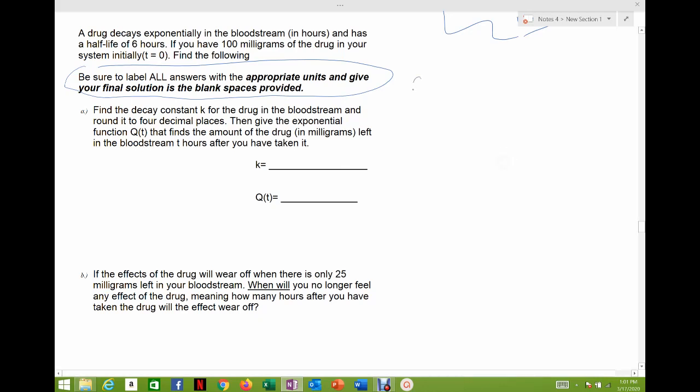Alright, so I'm going to write down my general exponential equation, because we're going to be finding it. Find the decay constant. Round to 4 decimal places. So make sure I round to 4 decimal places. Give the exponential function Q of t that finds the amount of the drug in milligrams left t hours after you've taken it. So again, it's just finding this equation with all of the parts, the Q naught and the k. And Q naught's given. I start off with 100 milligrams.